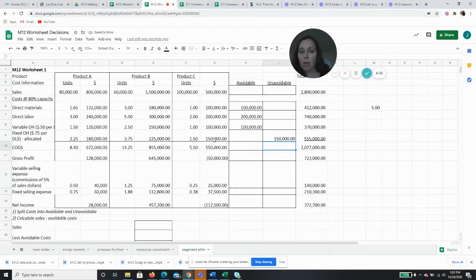All right, going down, we have our variable selling. Well, if we're not making product C, we're not selling product C, and we're certainly not paying anyone commissions on product C. So that is avoidable.